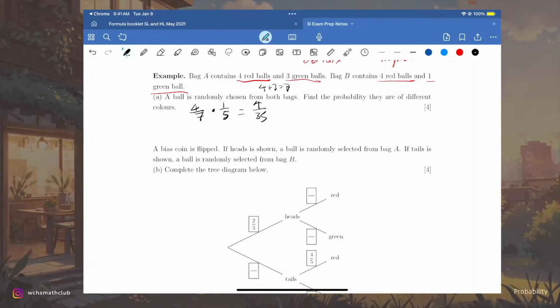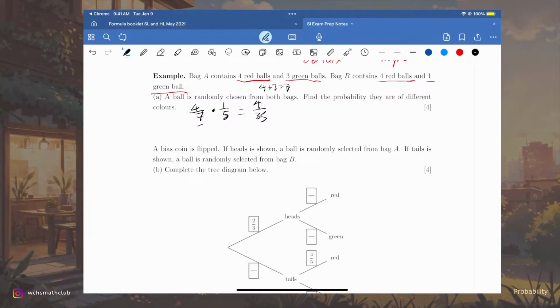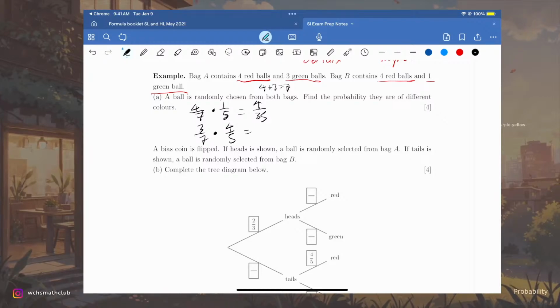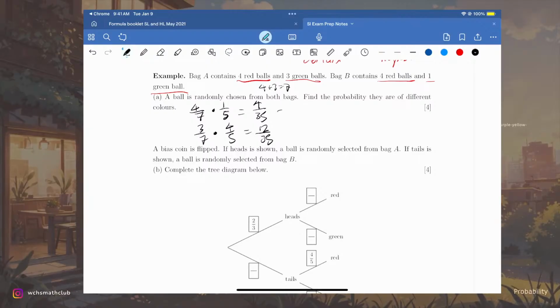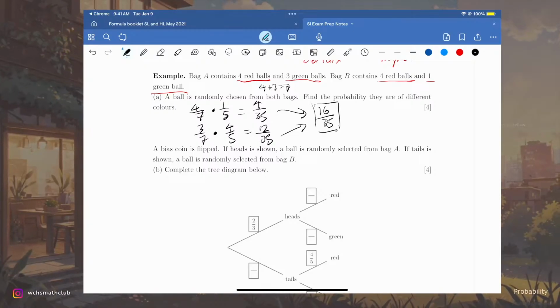And for our second case, we have selecting a green ball from bag A, so 3/7. And then we're going to multiply that by selecting a red ball from bag B, which is just 4/5. And this evaluates to 12/35. And to solve this problem, what we do is we just add these 2 separate cases. And what we get is 16/35, which is our final answer.